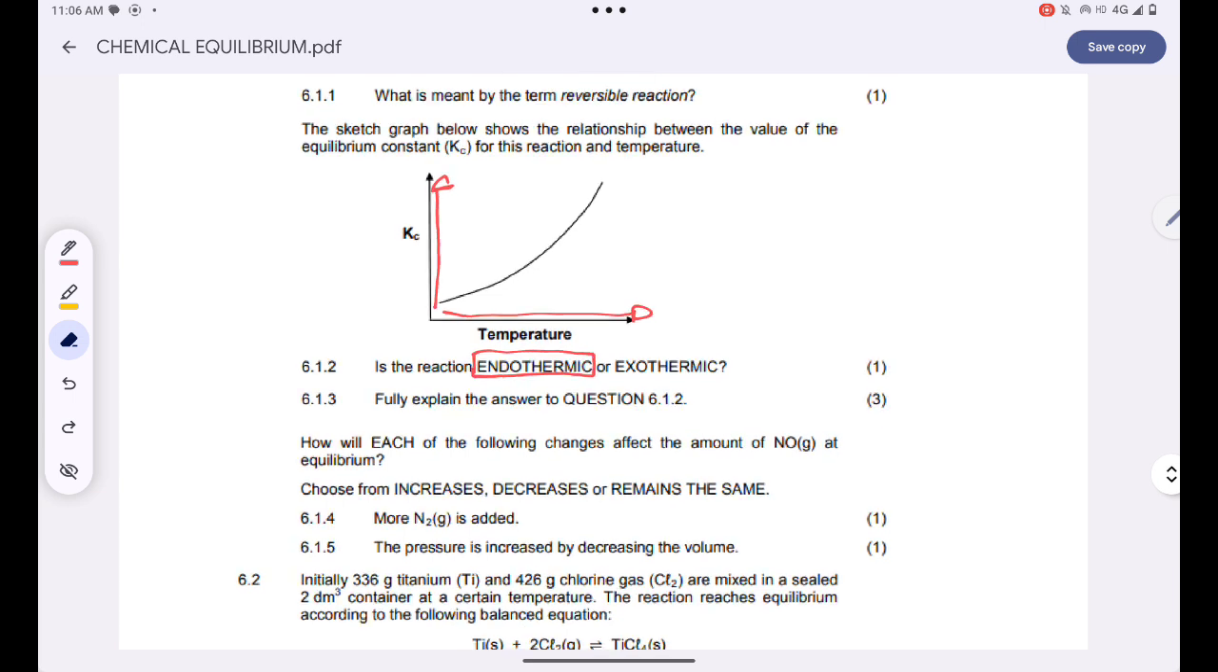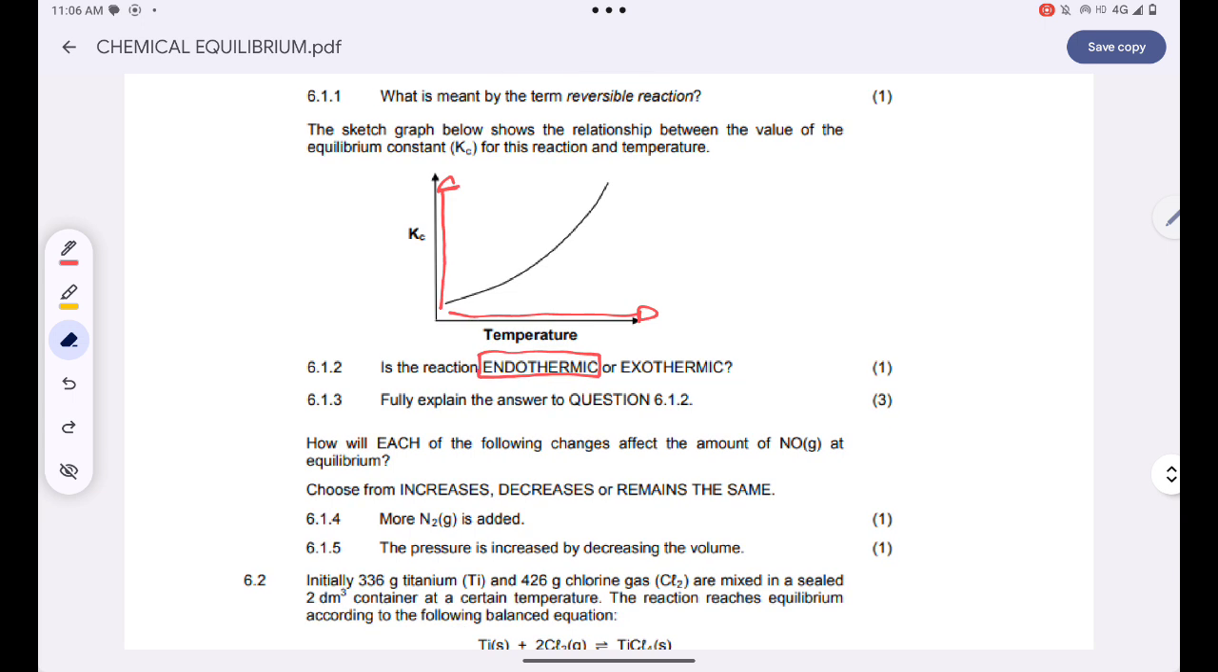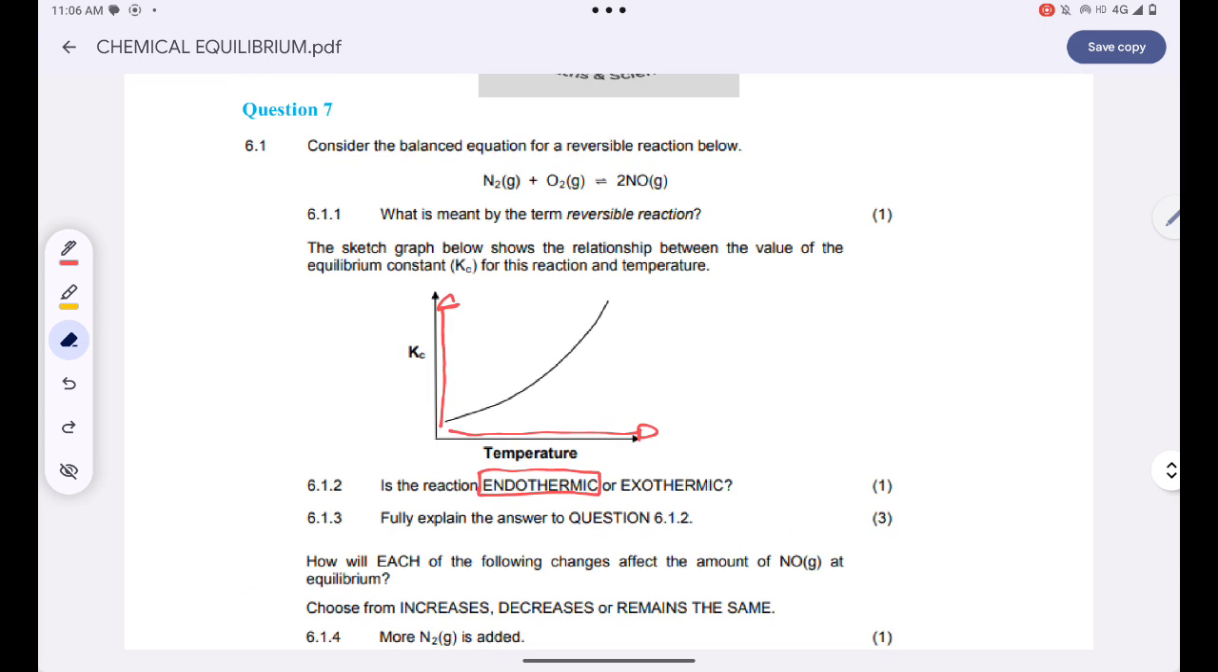For us to answer these questions, we need to apply Le Chatelier's principle. Le Chatelier's principle simply says that whenever equilibrium is disturbed in a closed system, the system will shift in such a way that it will favor the reaction that will oppose the change. Are you together?